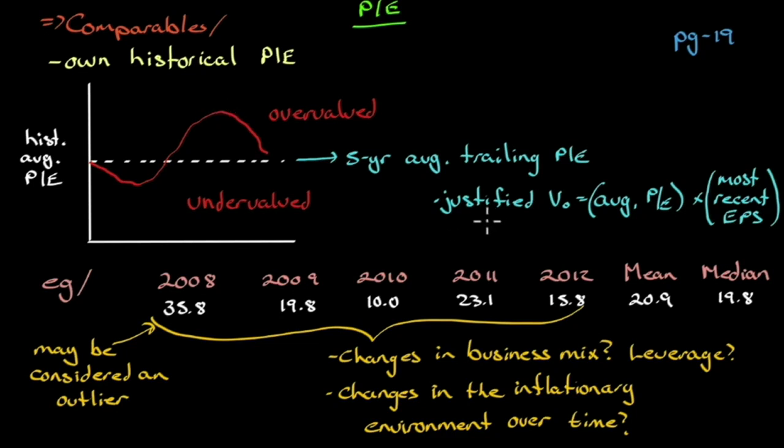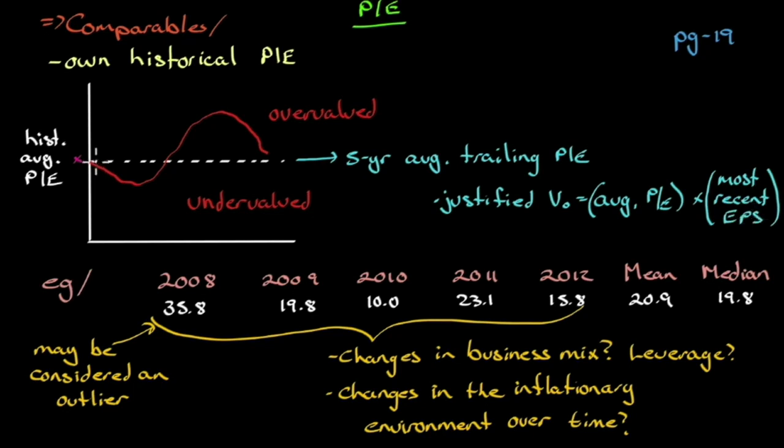So we can arrive at a justified intrinsic value. Look, this doesn't have to be an index. It could be anything. It could be a particular company that has some historical average PE, and we're just comparing a company's current PE to its own historical PE. We can come up with a justified valuation for a company, or an index, by looking at our average PE, whatever this number happens to be, multiplied by our most recent EPS.